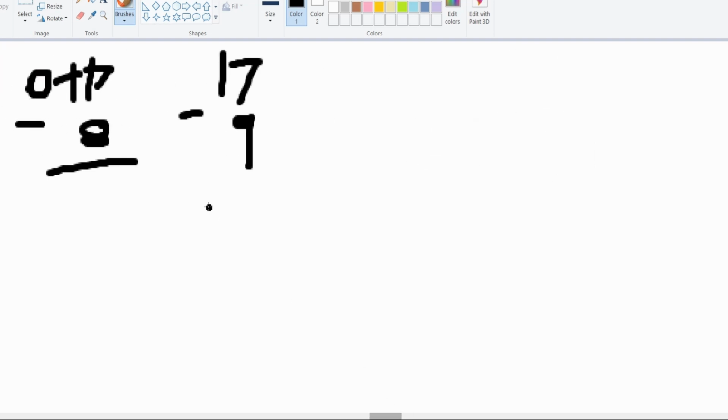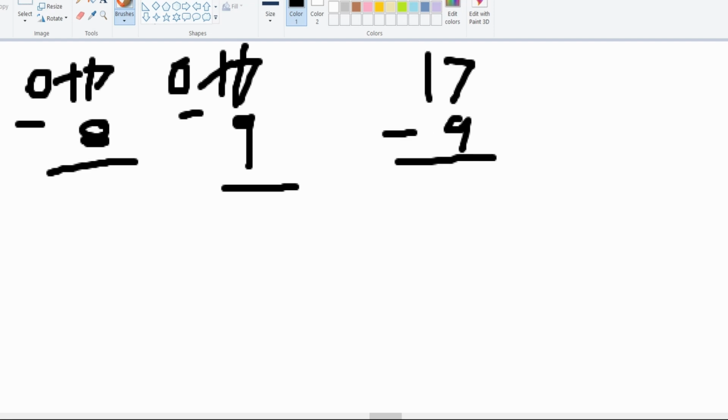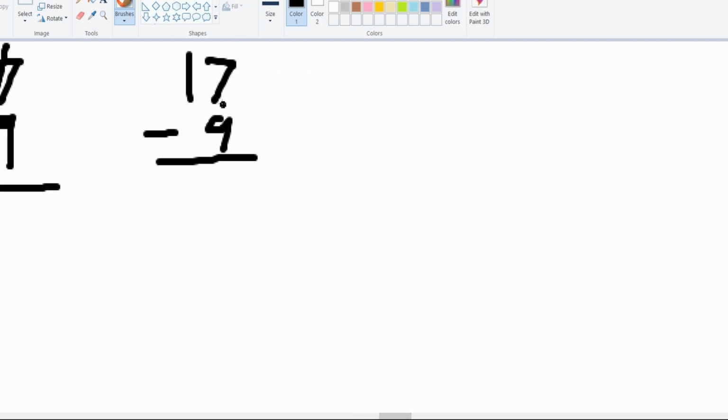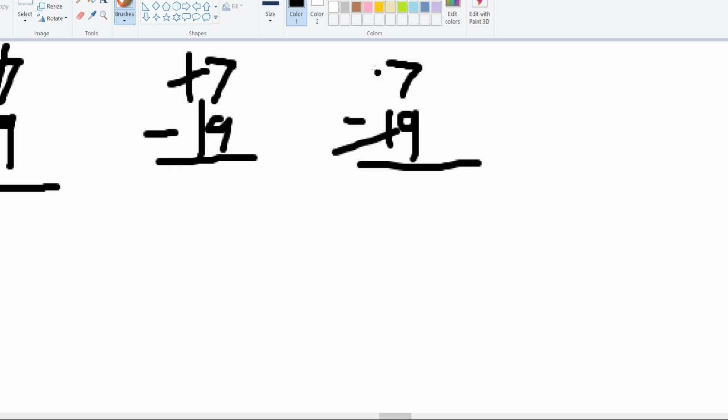So what we're going to want to do here is get rid of this 1, make it a 0, move it in front of the 7. So now we have 17 minus 9. Since 9 is bigger than 7, we need to make 7 larger. So we're going to get rid of this 1, move it in front of the 9. So now we have 7 minus 19. Since 7 is a little smaller than 9, we're going to want to get rid of this 1 and move it in front of the 9. So now we have 17 minus 9.